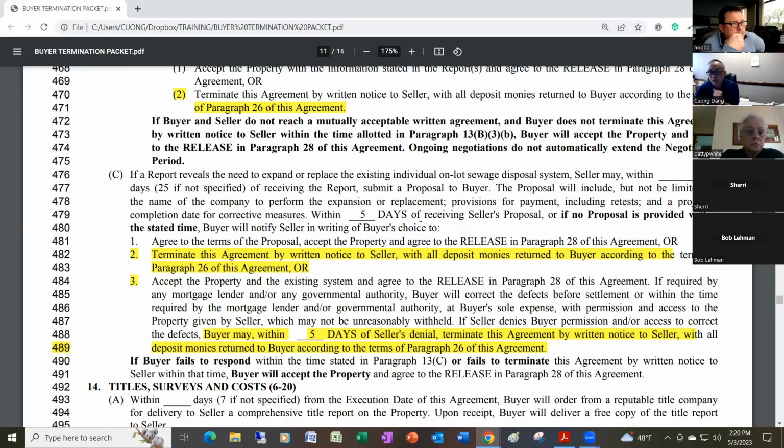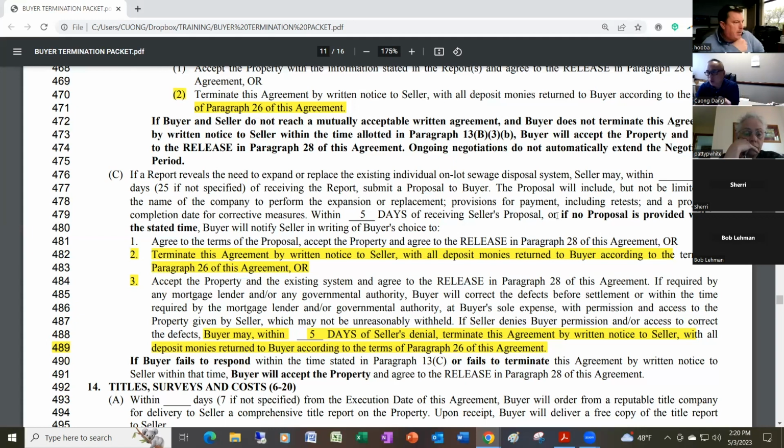And within 5 days of receiving that proposal from the seller, or if no proposal is provided within that stated time, buyer will notify seller in writing of buyer's choice to 1, agree to it, 2, terminate, or 3, accept the property in the existing system and agree to the release. Okay, so they can agree to the proposal, terminate, or just take the property as is. Accept the property and the existing system. Okay. So there you go. There's another termination.